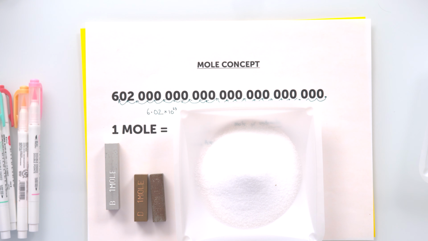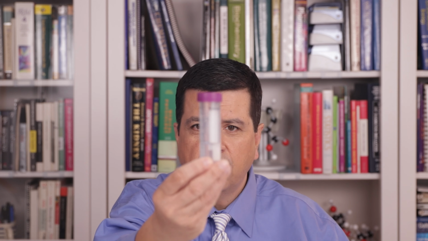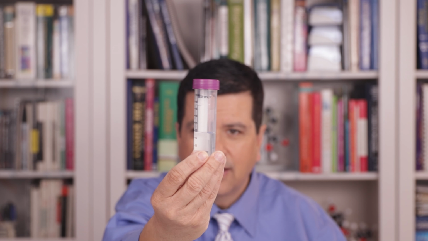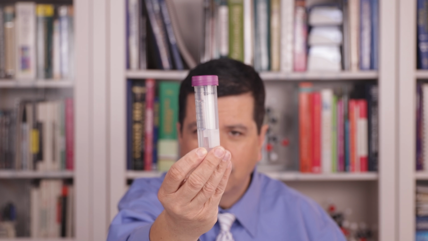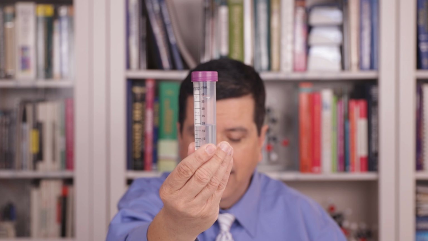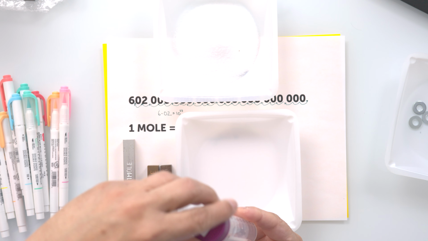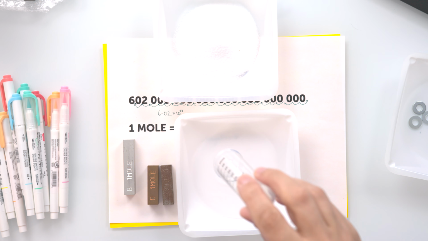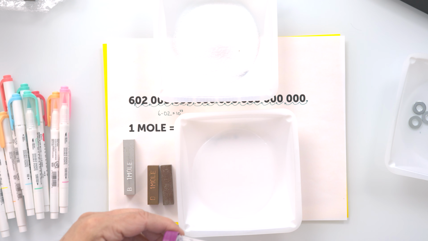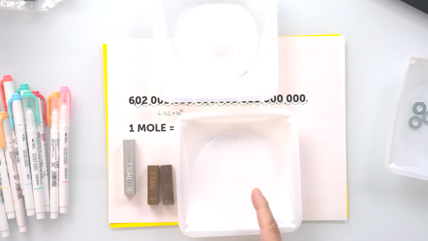So let's take a look at water next. I don't want to spill this stuff everywhere, but here we go. I'm going to show you what 1 mole of water looks like. So right here is 1 mole of water. It's about 18 milliliters. And if I pour it in, here is what 1 mole of water looks like, right there. Now this is important to understand because students get confused by this.